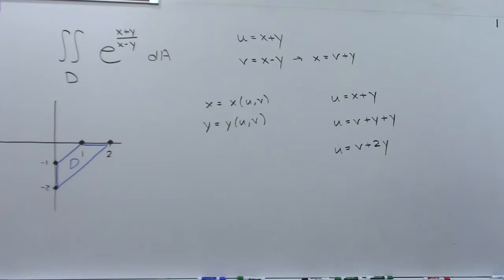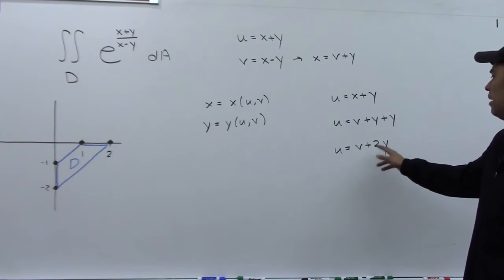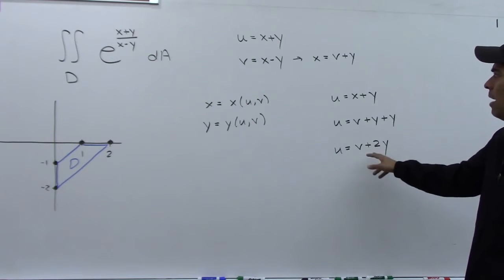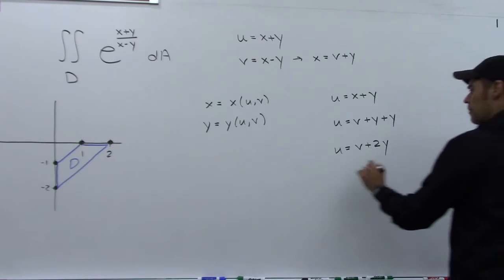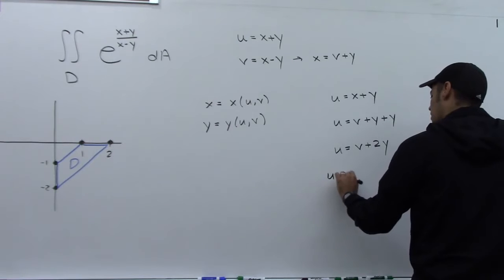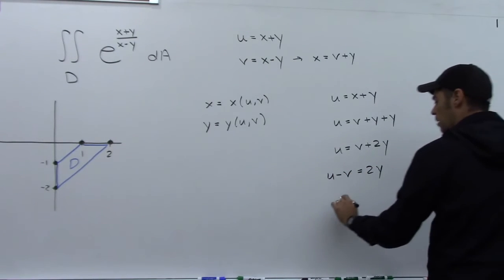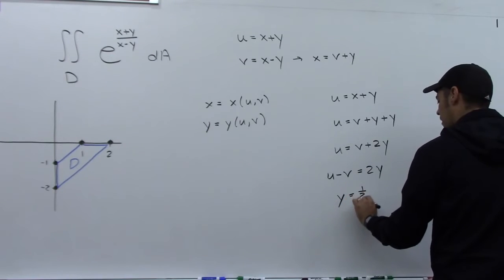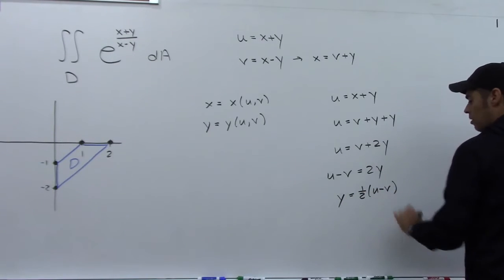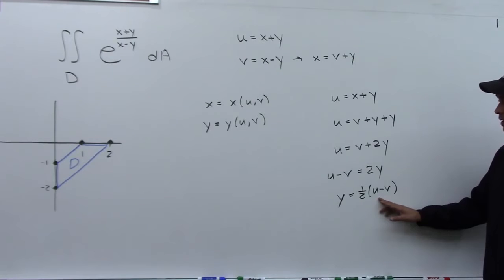Well, yeah, I guess I could do it that way. I still need y. If I solve this for y, I have y as a function of u and v. There we go. So u minus v, if I subtract, I get 2y. And then multiplying both sides by 1/2, I get y is equal to 1/2 (u minus v). So notice y is now a function of u and v.